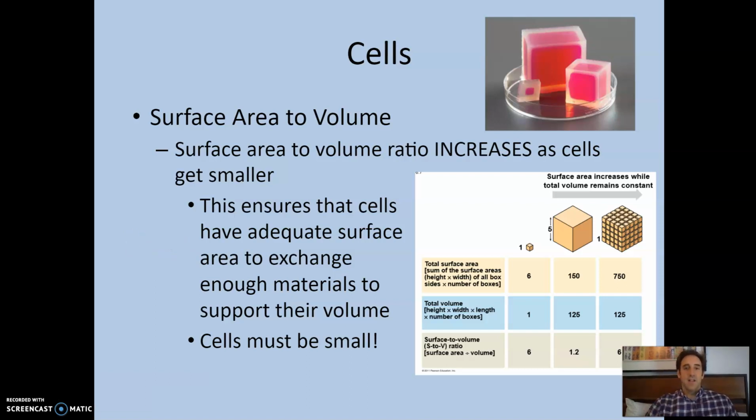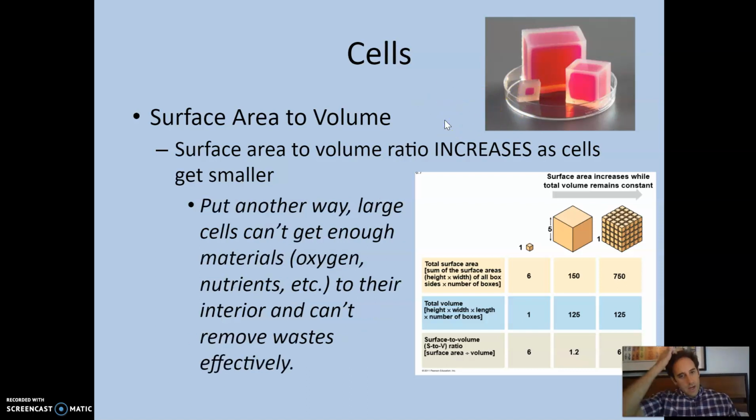In other words, cells have to be small. They have to be small so that they can get oxygen, nutrients, and other important molecules into the interior of them. If they're too big, oxygen, nutrients, and other important materials can't get to the interior and the cell can't support itself. So this is why cells are a thing, and this is why cells are small. And that's basically what I just said.